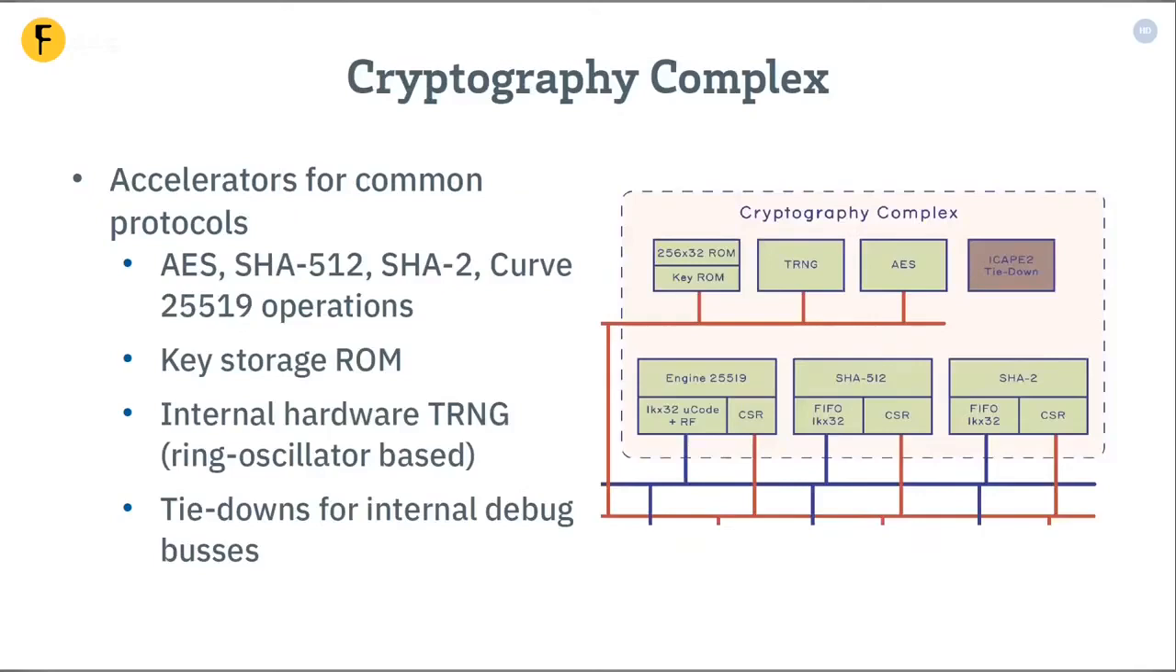And then we also have a cryptography complex because we want to be able to do crypto work. People who don't want to do crypto work can just compile it out, but we offer AES, SHA-512, SHA-2 cores, and we have a Curve25519 accelerator, key storage ROM. We have a couple of TRNGs that are built into the system. And we also are careful to tie down some internal debug buses so that we make sure that there's no accidental exploits or something like this that can turn on buses that we didn't explicitly specify to be off.